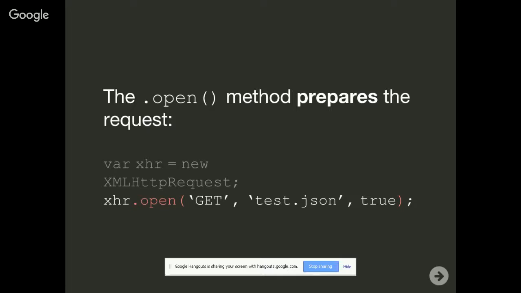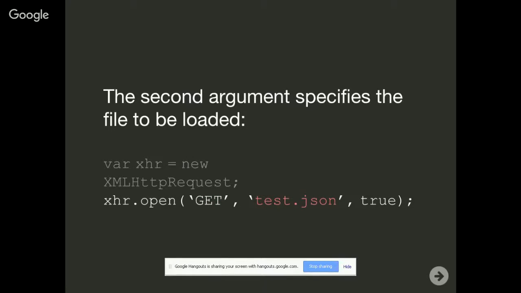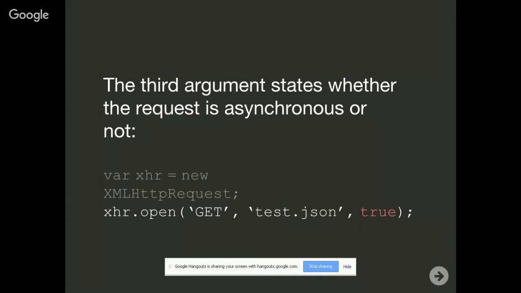The first argument tells whether you are going to use GET or POST. GET is the method you want to use if you want your data to be bookmarked. POST is the method you use if you want your data to be secure, more secure anyway. Next is the name of the file that is going to contain the JSON object. And then the last argument is going to tell whether true or false, asynchronous or synchronous. And we want it asynchronous, so we're going to say true. Okay, so again, the file to be loaded, and then asynchronous or not, true is asynchronous.